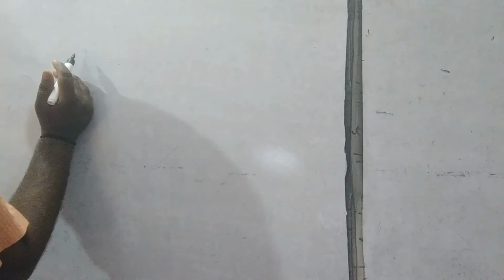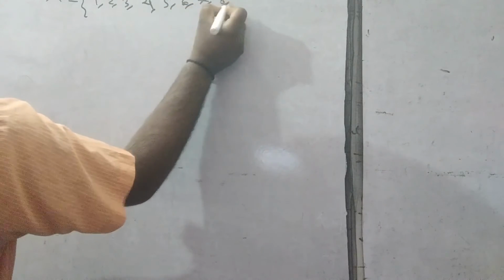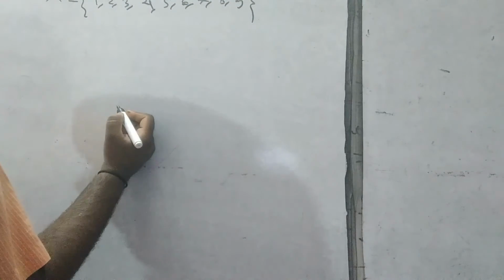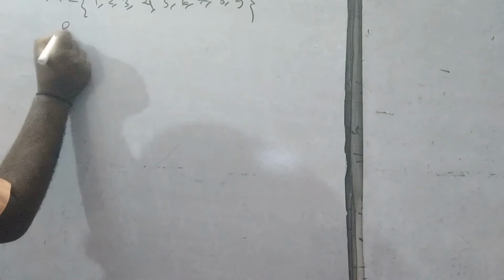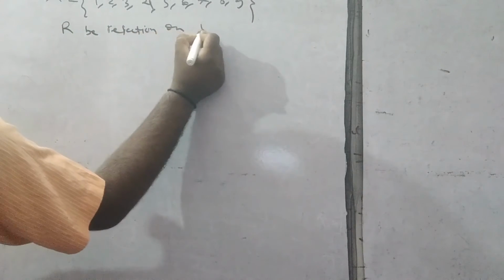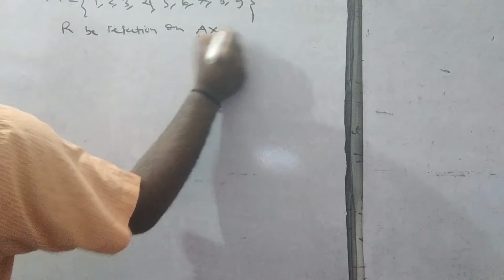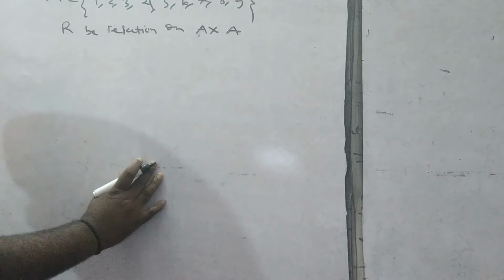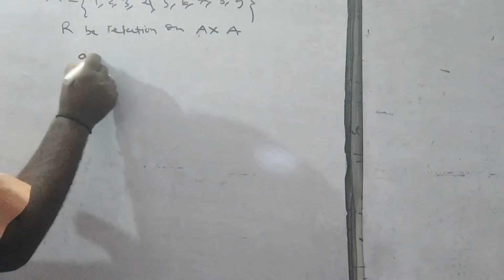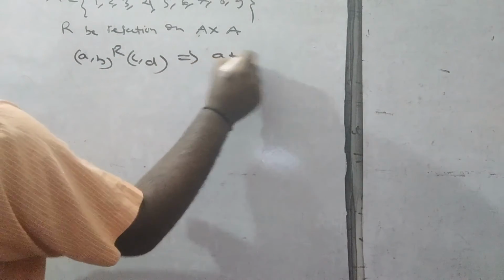Question is, A is equal to {1, 2, 3, 4, 5, 6, 7, 8, 9}. Let R be a relation on A cross A defined by (a, b) related to (c, d) if a plus d is equal to b plus c.